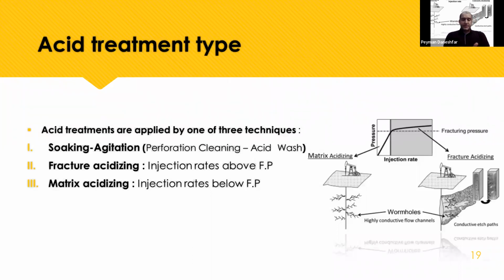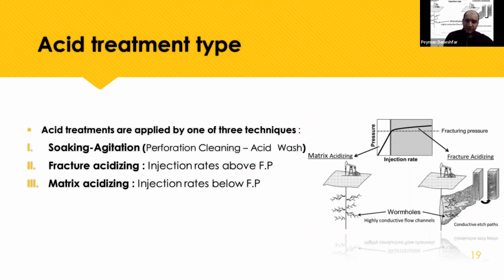Some treatments we have in acidizing. There are three normal types. One of them is soaking agitation, which we normally call acid wash or perforation cleaning. Another one is fracture acidizing, and another one is matrix acidizing. In fracture acidizing, our injection rate is above the fracture pressure. But in matrix acidizing, our injection rate is below the fracture pressure.